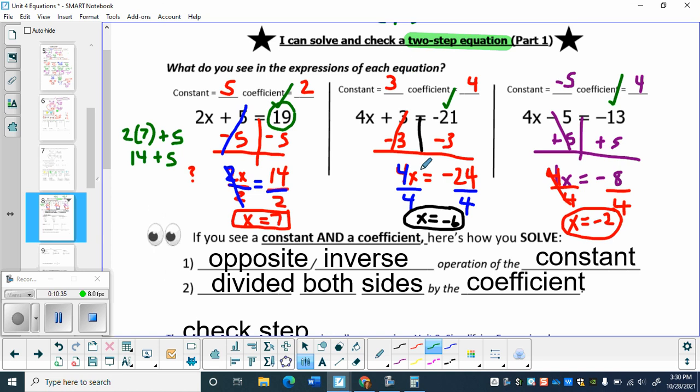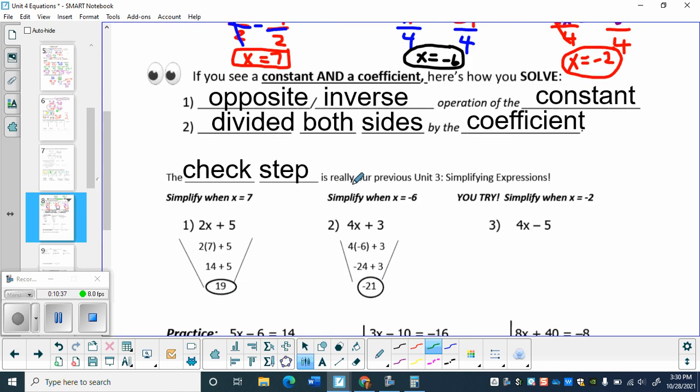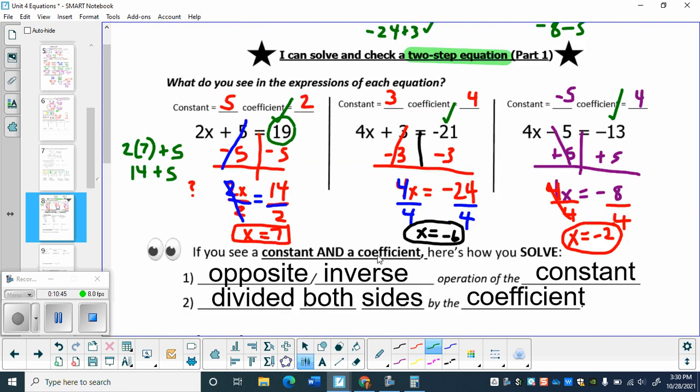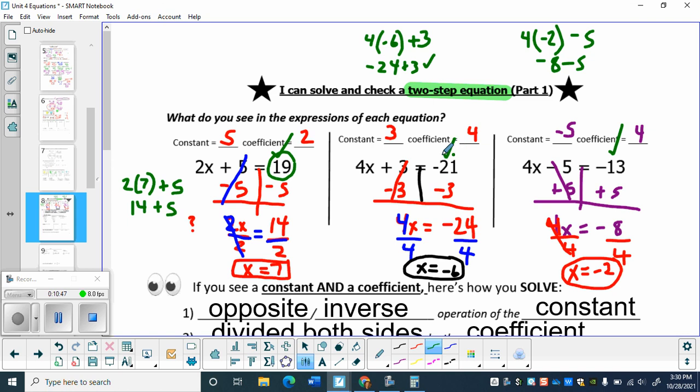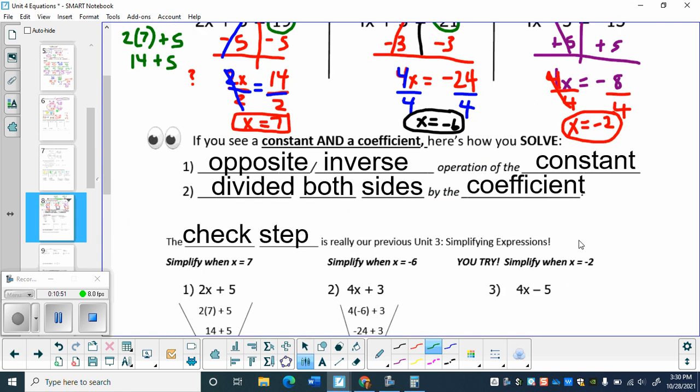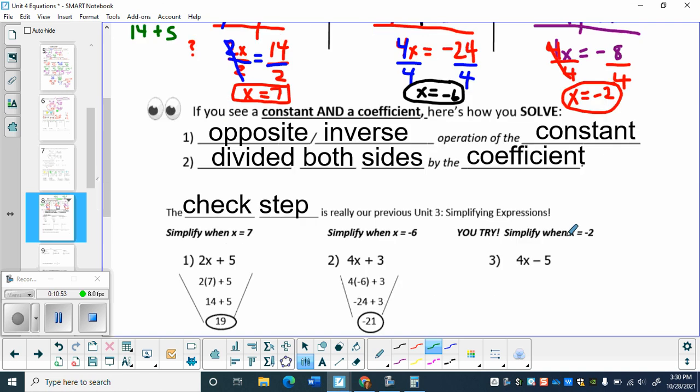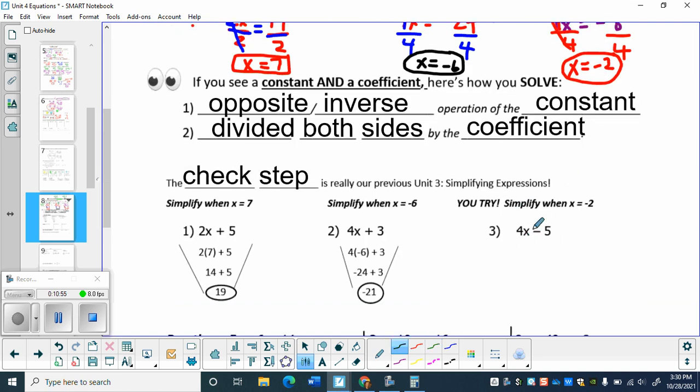So again, for the second one, when we got that -6, all we're going to do now is plug it in and simplify when x is -6. And when we plug that in and follow order of operations, we get a -21, which is what we wanted right here. So we're good to go. And so for the last one, I already checked it up here, but now you guys can just kind of formalize it in your notes with me. If you were to simplify when x is -2, you would just plug in the -2 and take away 5.